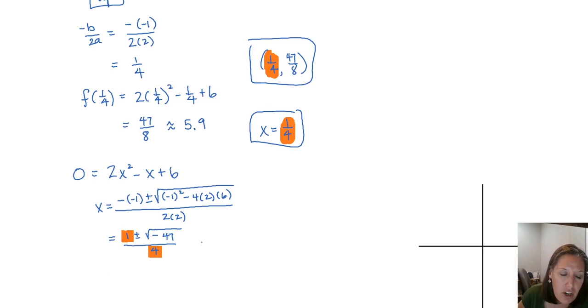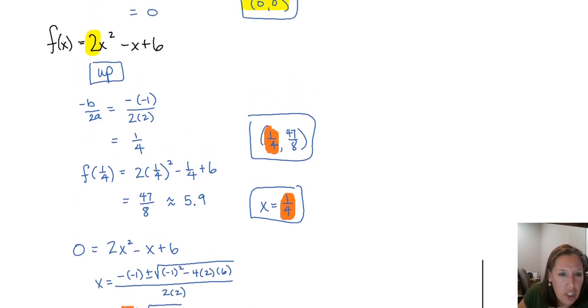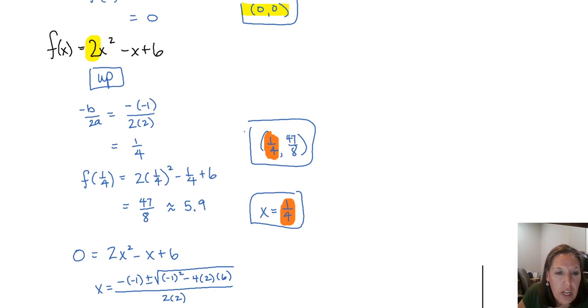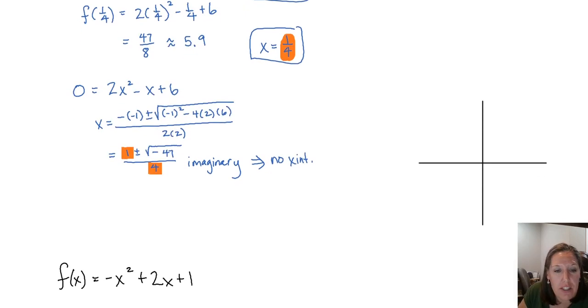But we do have an imaginary number. Anytime we get imaginary values for our x-intercepts, and it's imaginary because we end up with a negative underneath our square root, that tells us there are no x-intercepts. And if we go back and look at our first two answers for this problem, that does make sense. We said our parabola was going to open up and that our vertex was going to be at the point (1/4, 47/8). Well, 47/8 is a positive y value, and we're going to open up from a positive y value. That means we will never be crossing the x-axis.